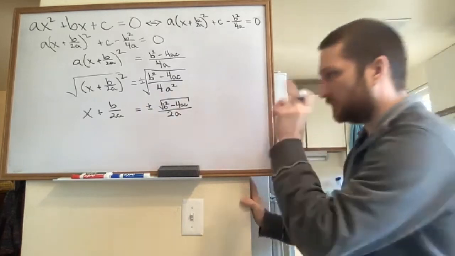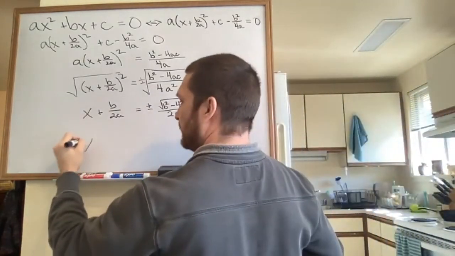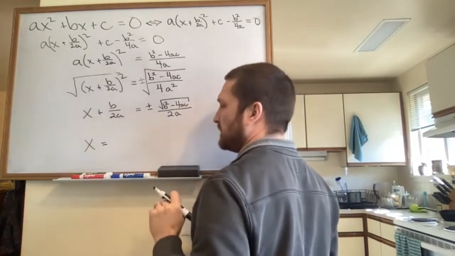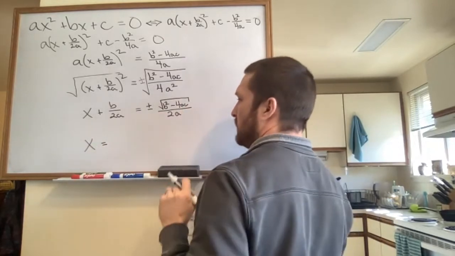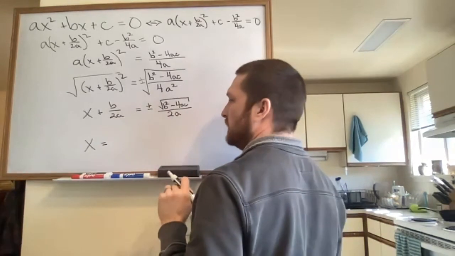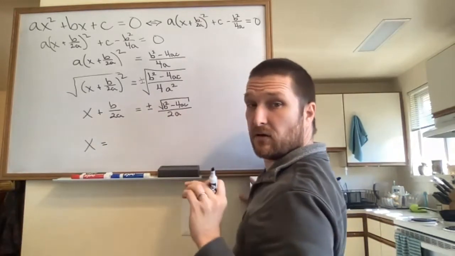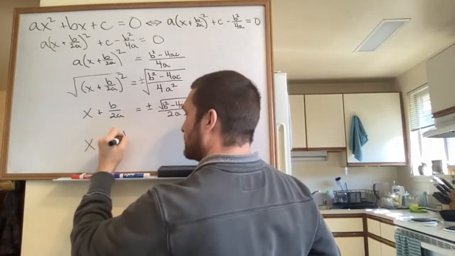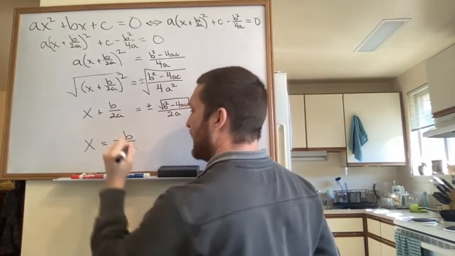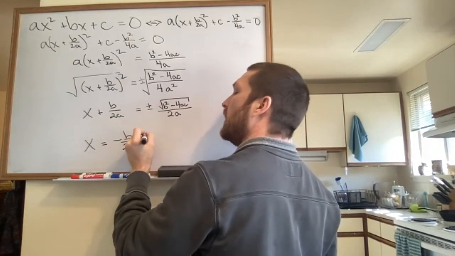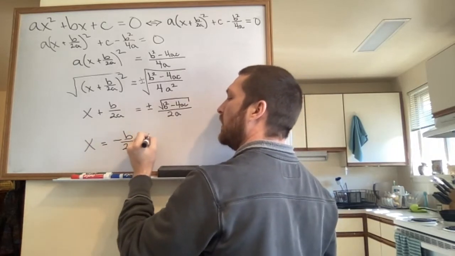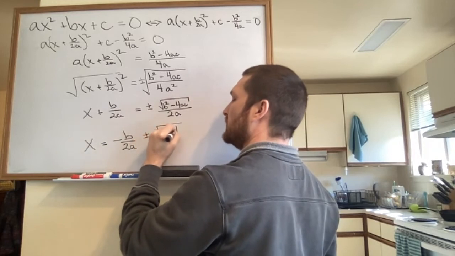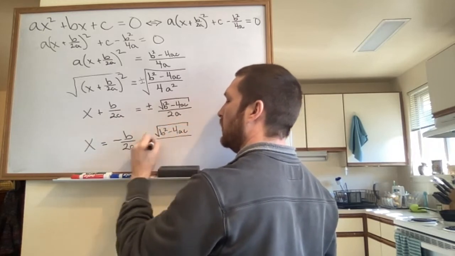Minus b over 2a. There we go, giving me x equals what? Minus b over 2a plus or minus that thing, the square root of b squared minus 4ac over 2.